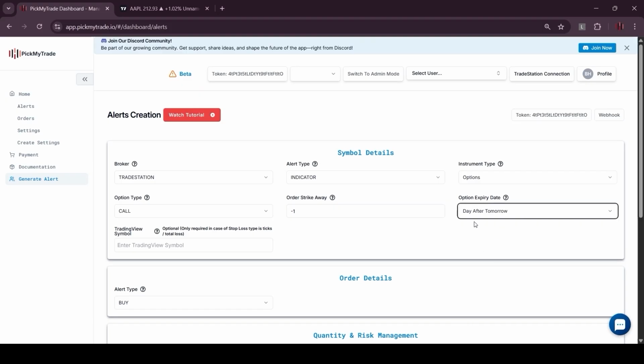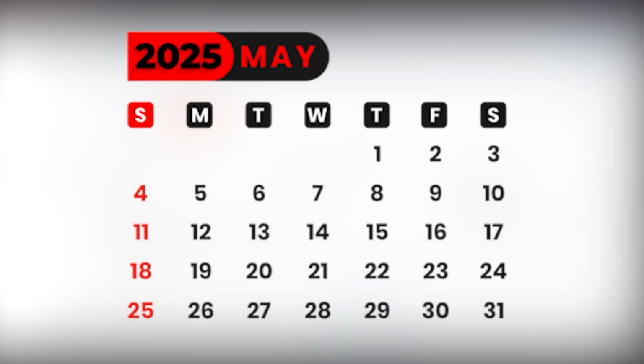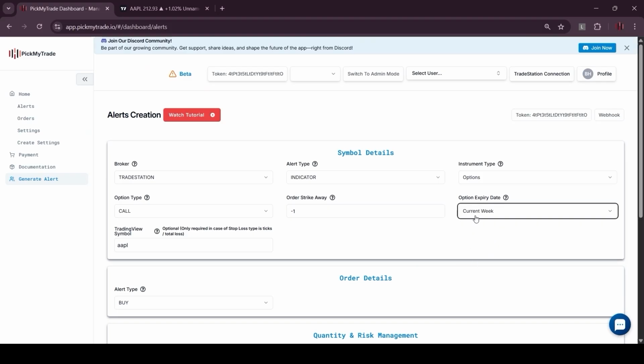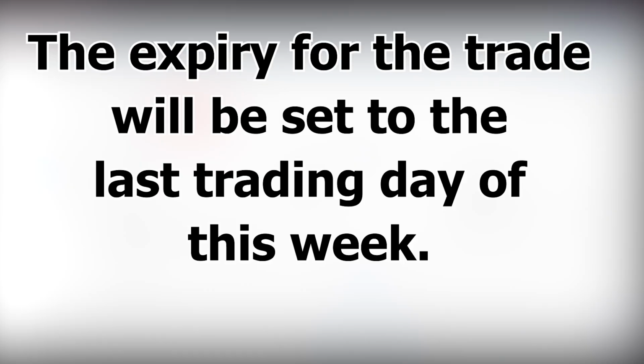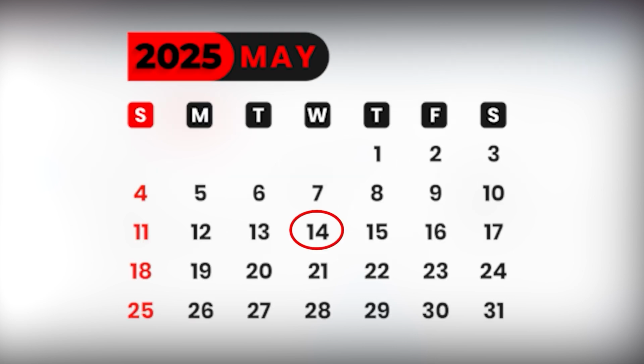Then we have the option of the day after tomorrow. So if today is May 14th, Wednesday, then the trade will expire the day after tomorrow, on May 16th, Friday. Then we have the option of the current week. When you choose this option, the expiry for your trade will be set to the last trading day of this week. So if today is May 14th, then the expiry for my trade will be on May 16th.